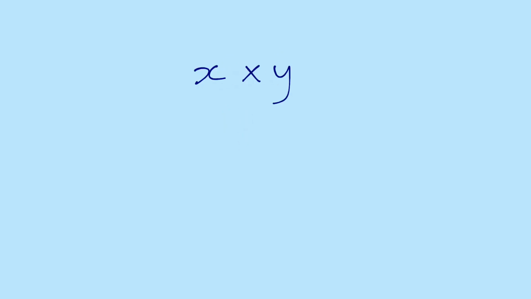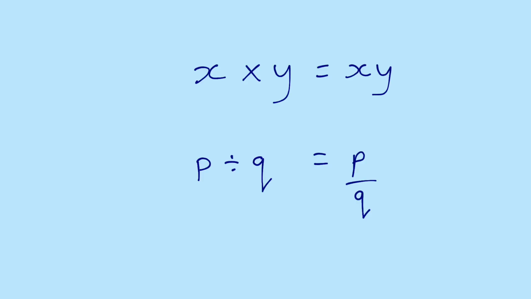In algebra, we can also multiply and divide different letters. So x times y is xy. Also, p divided by q is just p over q. However, you cannot add or subtract different letters, which brings me on to my next point.